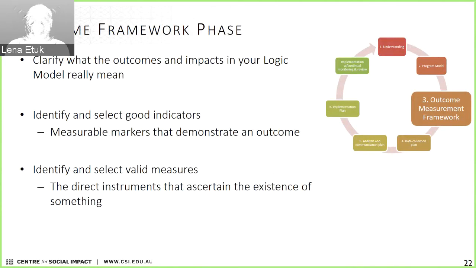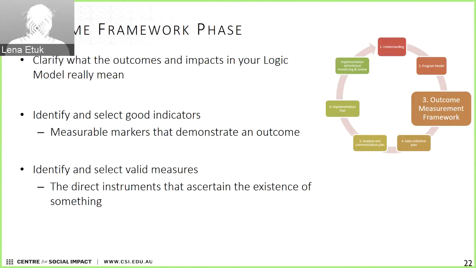And then also the next part of this phase is selecting those valid measures. So how is it that I'm actually going to know if adults in a particular community have greater than a high school education? Well, there are particular census questions that actually ask about that. So that would be the valid measure I would use to generate an indicator of positive social outcomes.